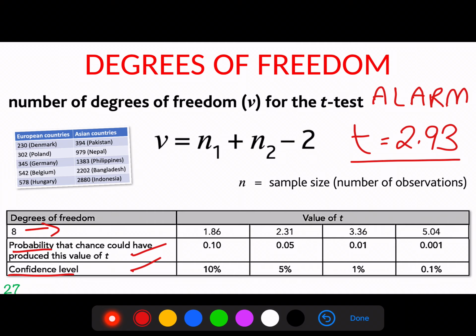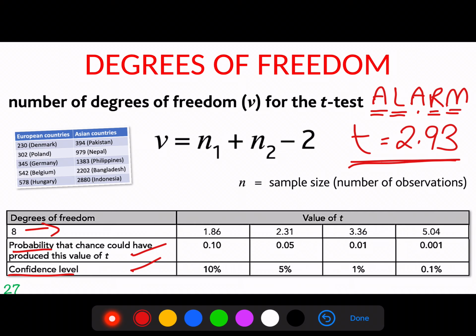And this all relates to the null hypothesis that I showed you earlier. Let me remind you that was that there is no significant difference between the mean values of these groups of countries. ALARM stands for accept if less and reject if more. So accept the null hypothesis if the value of t is less than the critical value, and reject the null hypothesis if the value of t is more than the critical value.